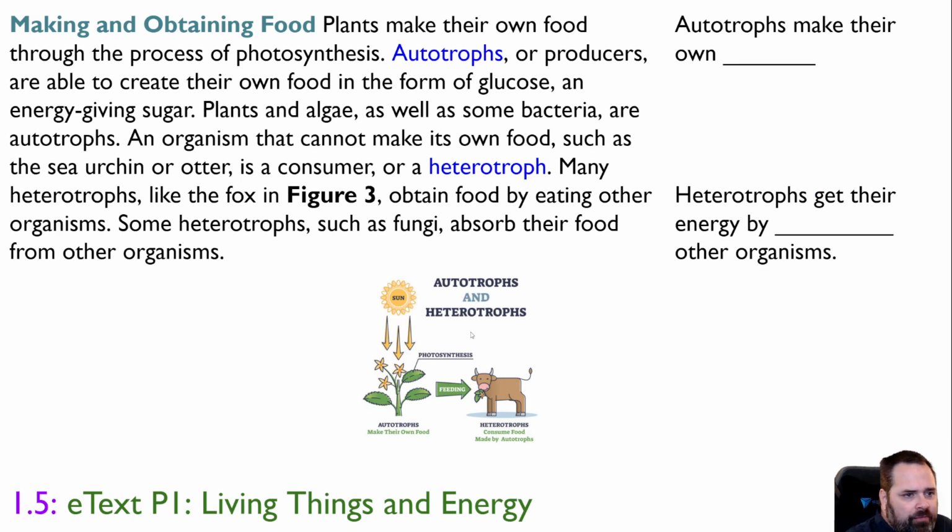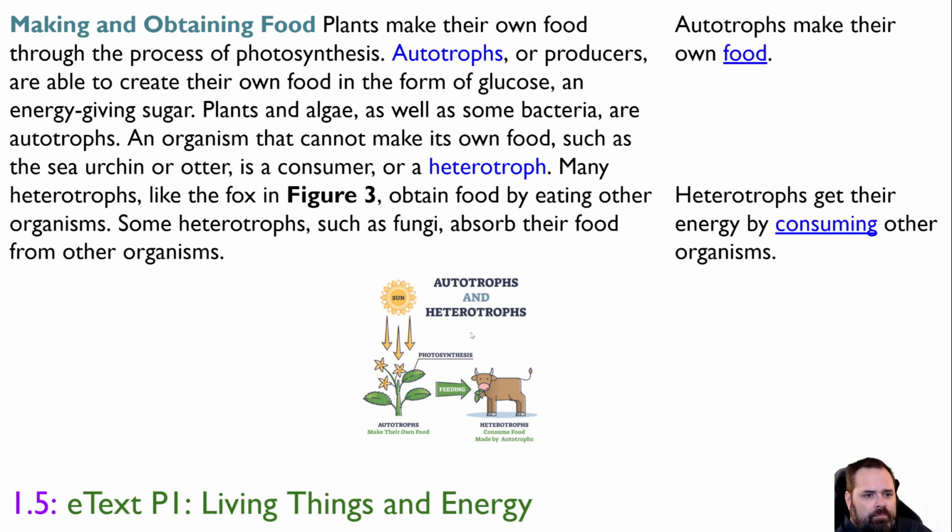Okay, so from this paragraph, autotrophs make their own, what do they make? Heterotrophs get their energy by blank other organisms. Autotrophs make their own food, right? Heterotrophs get their energy by consuming other organisms.